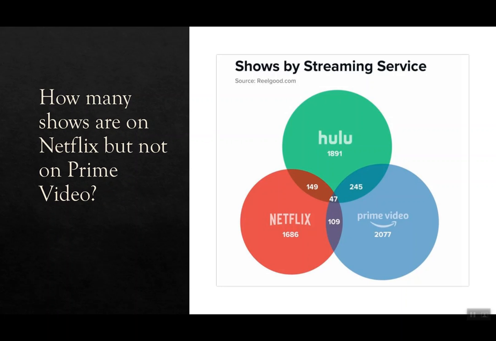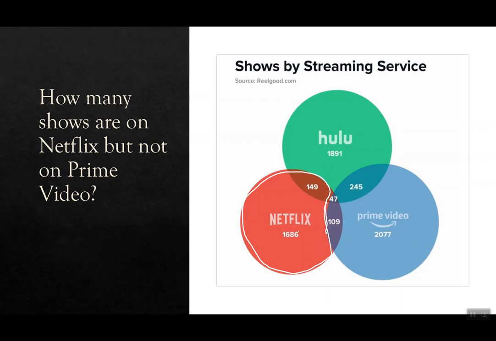Let's stick with this. So I'm still using the same Venn diagram, but this time I said, how many shows are on Netflix but not on Prime? So this is Netflix, right? So I'm looking at here's Netflix, but notice I'm avoiding anything that has to do with Prime. So I'm only looking at the stuff that's only on Netflix, not touching Prime. It doesn't mention Hulu, so if it touches Hulu, fine. If it doesn't, that's fine too.